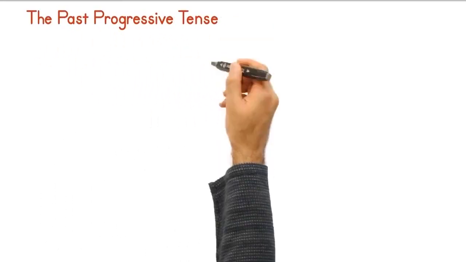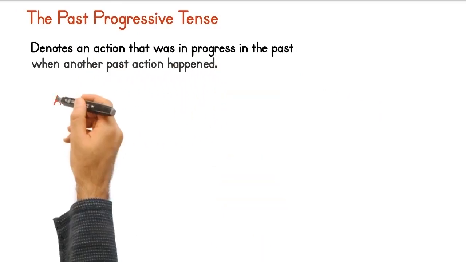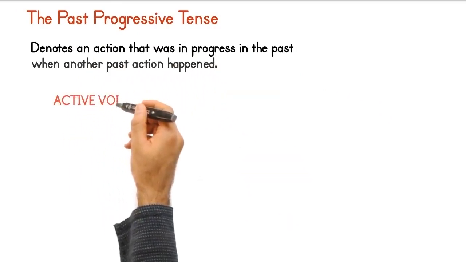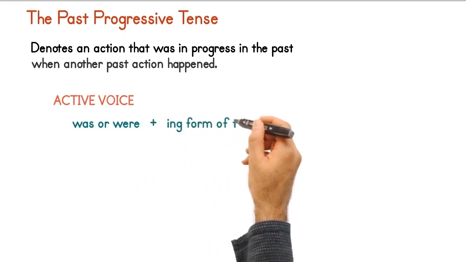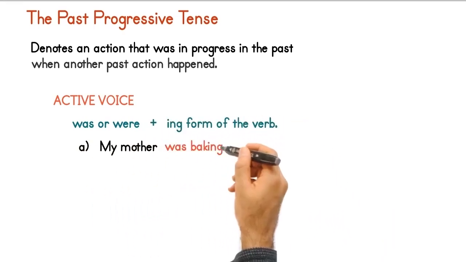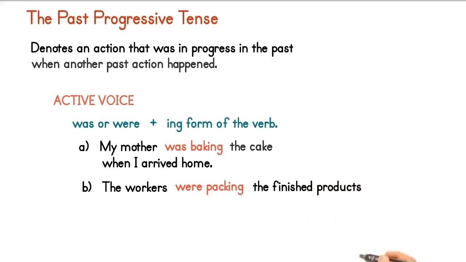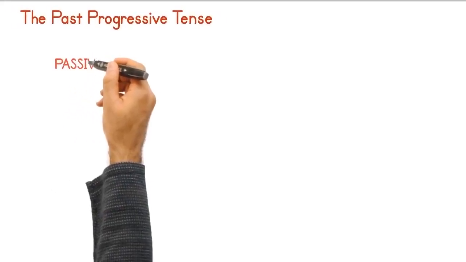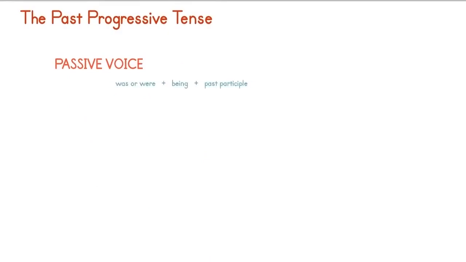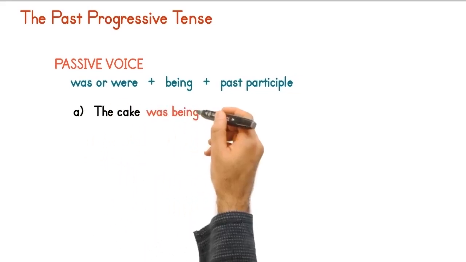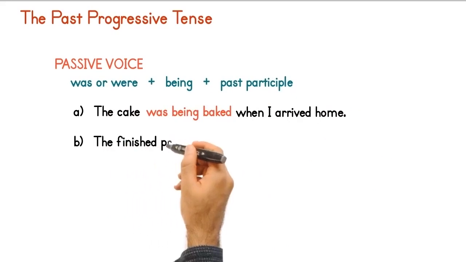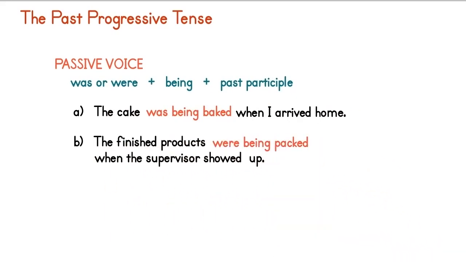The past progressive tense denotes an action that was in progress in the past when another past action happened. In the active voice, was or were plus the -ing form of the verb are used. Examples: My mother was baking the cake when I arrived home. The workers were packing the finished products when the supervisor showed up. In the passive voice, the past progressive tense is formed by inserting being between was or were and the past participle of the verb. Examples: The cake was being baked when I arrived home. The finished products were being packed when the supervisor showed up.